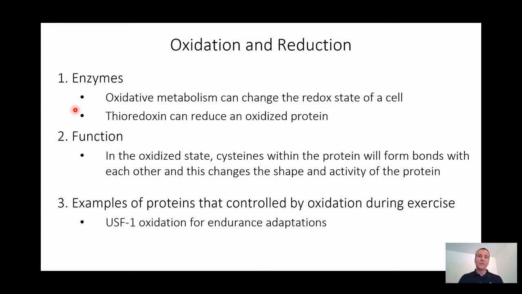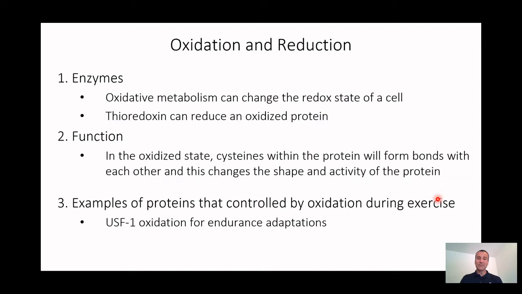A lot of what we're going to do to reduce proteins involves things like thioreduction, or we're going to use scavenger proteins to get rid of the oxide free radicals. But if you have an oxidized protein, you can use thioreduction to basically reduce the oxidized protein back to its reduced state. In the oxidized state, cysteines within the protein will form bonds with each other, and this changes the shape and activity of the proteins. So you make intramolecular or intermolecular cysteine bonds, and that can change the activity of the protein.